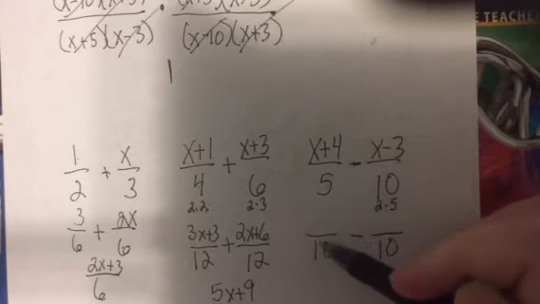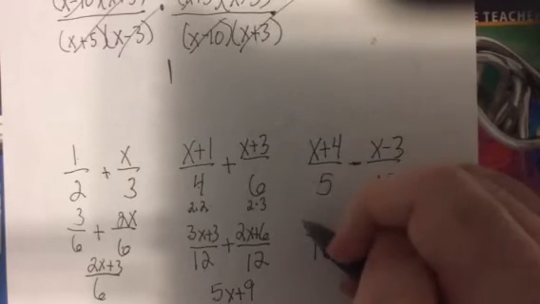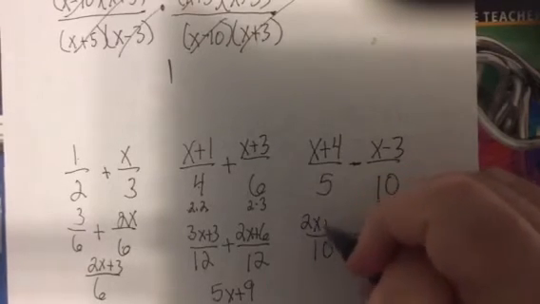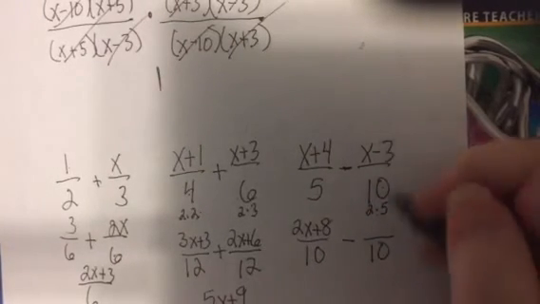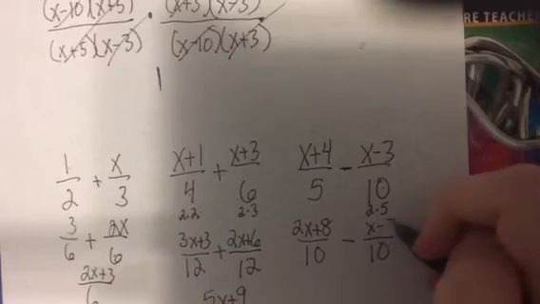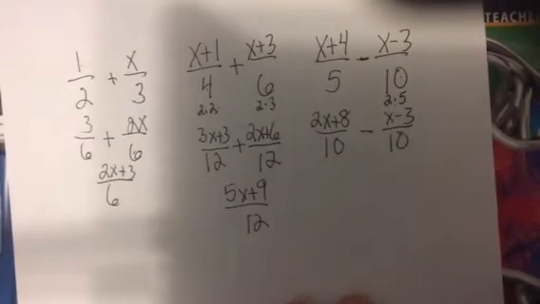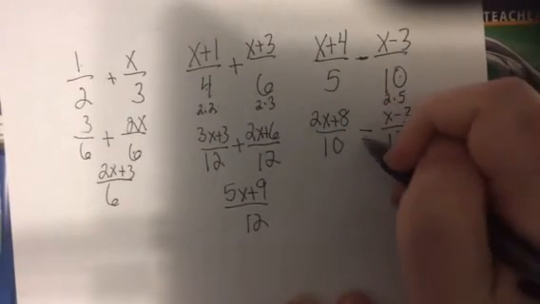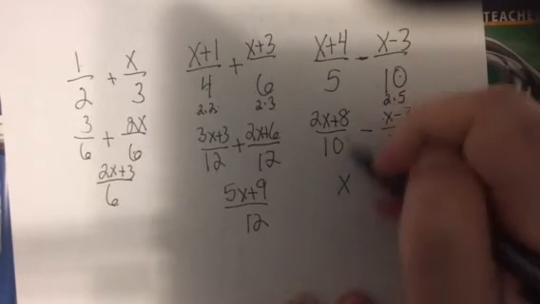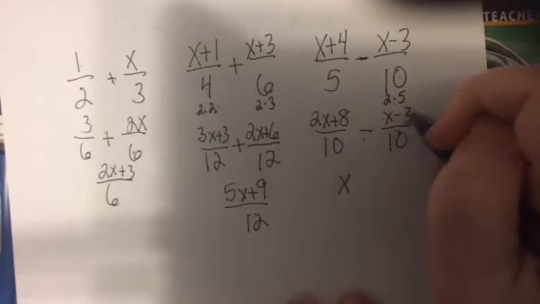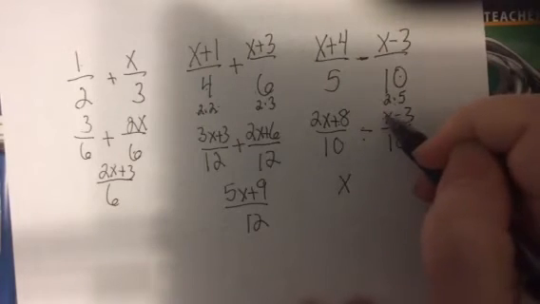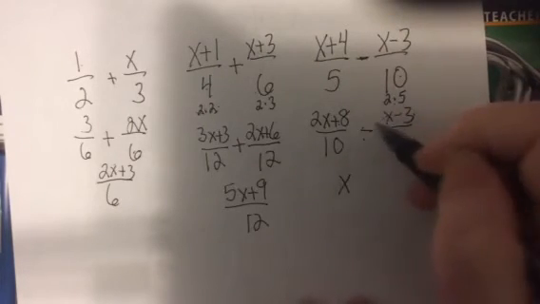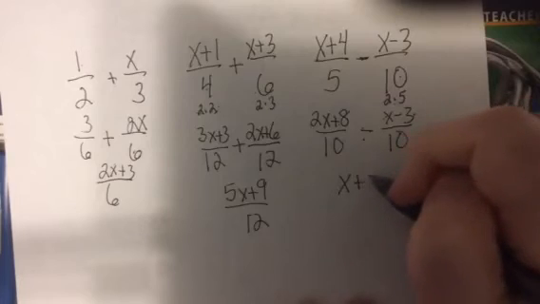So 5 times 2 is 10, so I distribute the 2. And 1 times 10 is 10, so I distribute the 1. So 2x minus 1x is x. 8 minus a minus 3 would be 8 plus 3, so the minus goes into both terms. 8 plus 3 is 11.